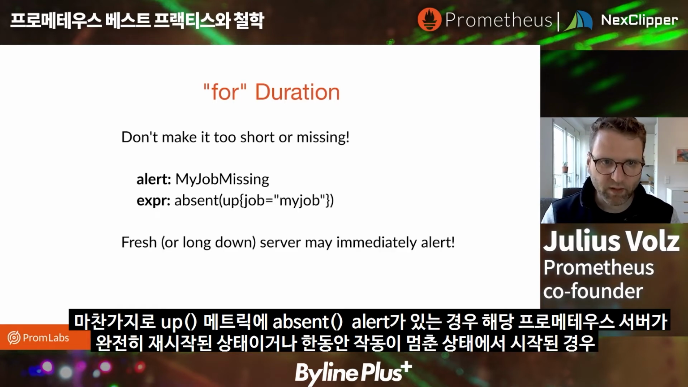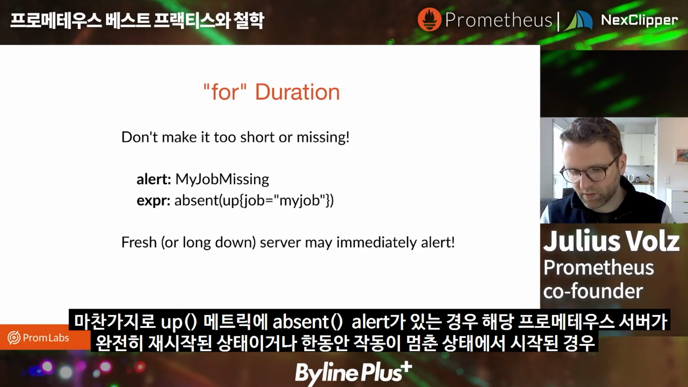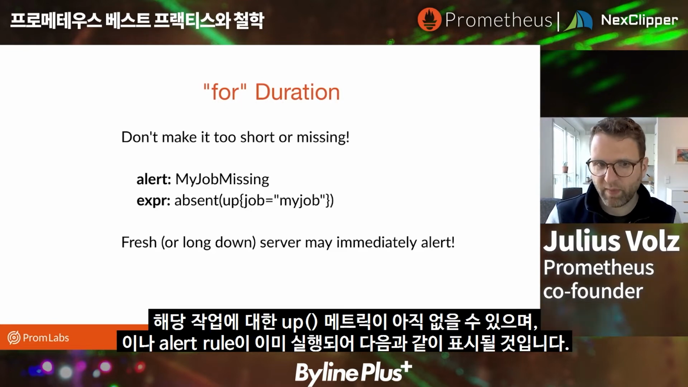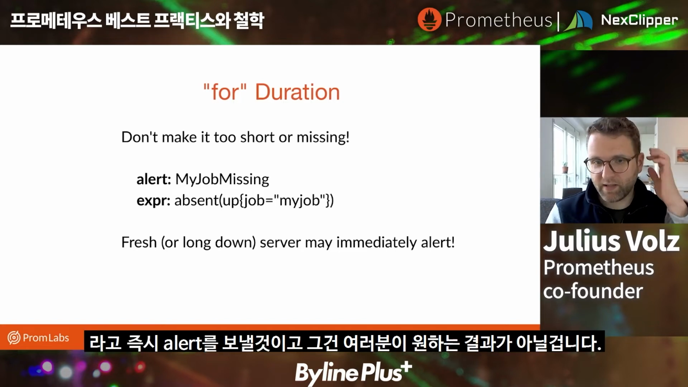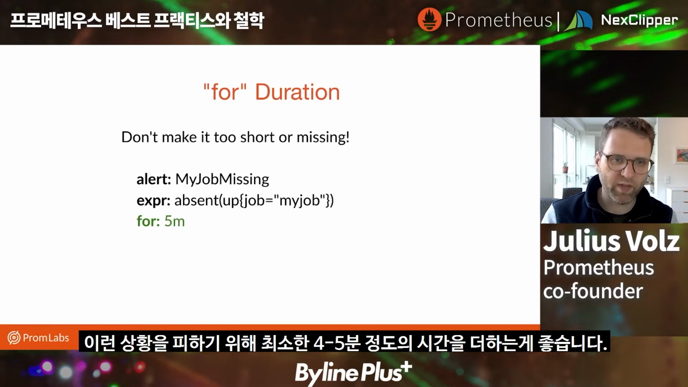Similarly, if you have an absent alert on your up metric, and that Prometheus server is completely fresh or hasn't been started for a while, and now you start it, it may not even have the up metric yet for that job. Maybe your recording rule or the alerting rule will already run and see, hey, that up metric doesn't even exist. So it immediately sends you an alert. Again, something you want to avoid. So there, again, to make it smoother and more tolerant, add at least something like a 4-5 minutes duration.